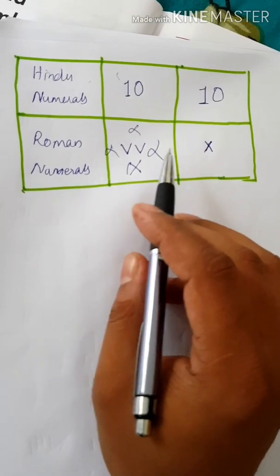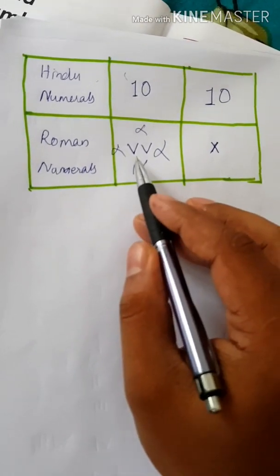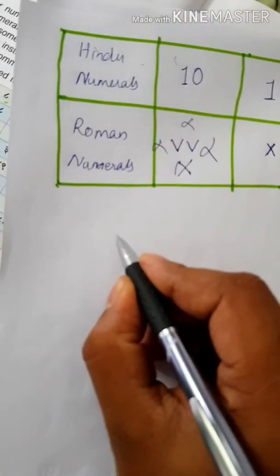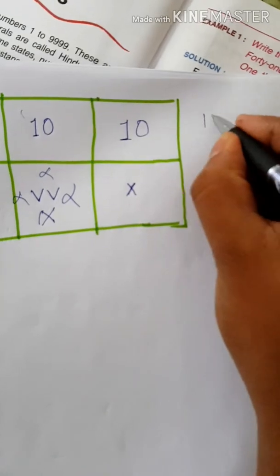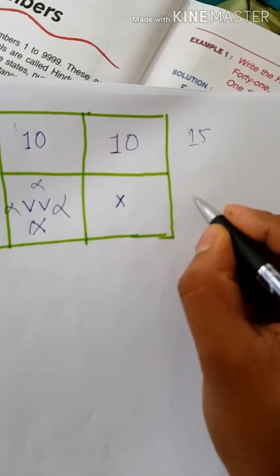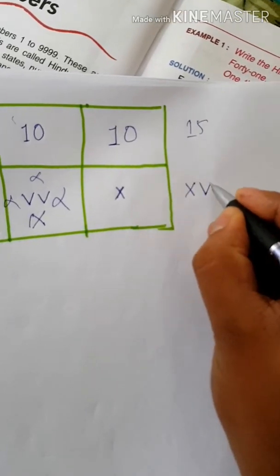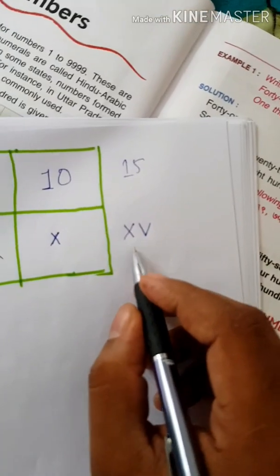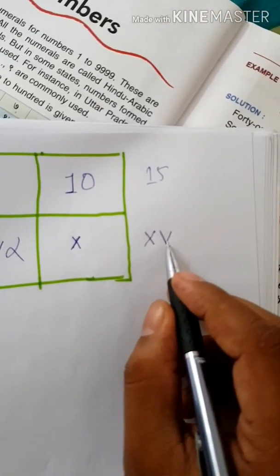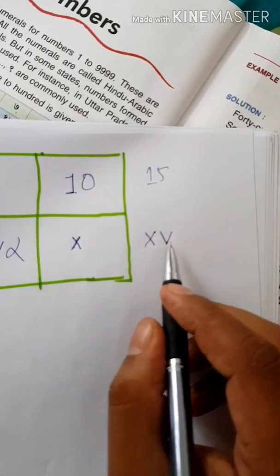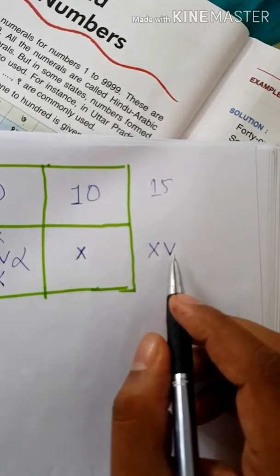These 3 numbers we cannot repeat; we can write them only once. One more example, 15 in Roman numerals. We can write it like this, X V. Understood? X means 10 and V means 5. X stands for 10 and V stands for 5.